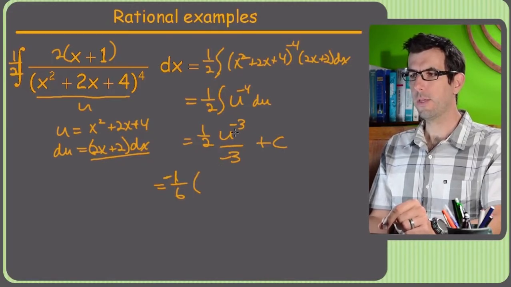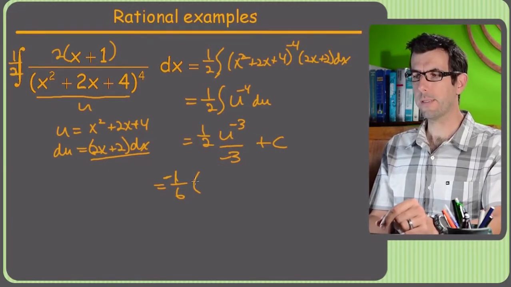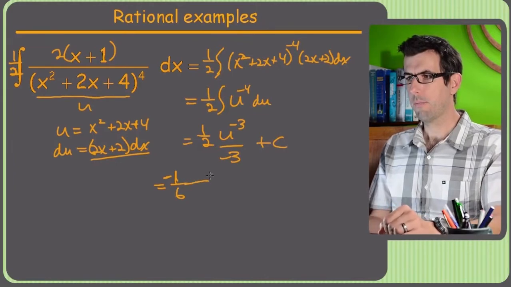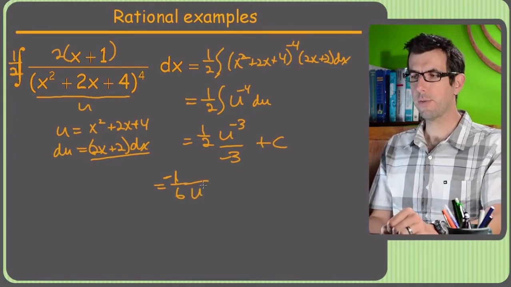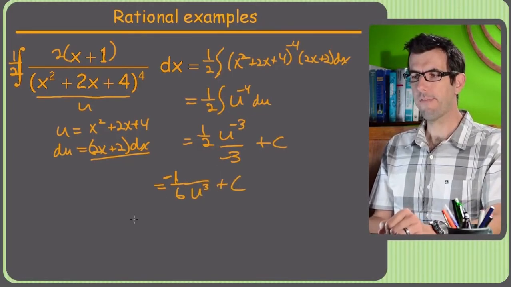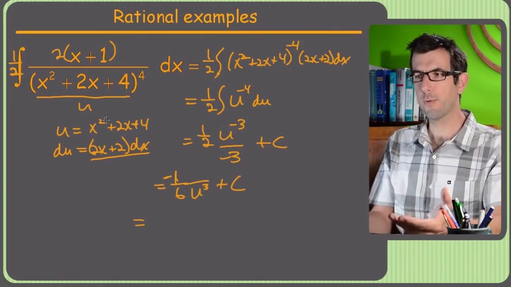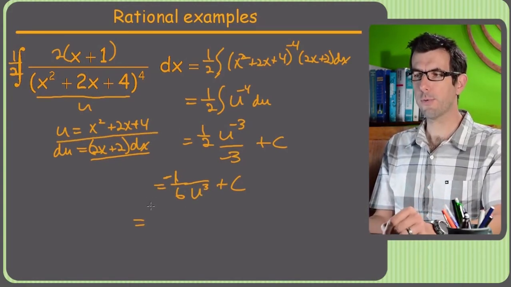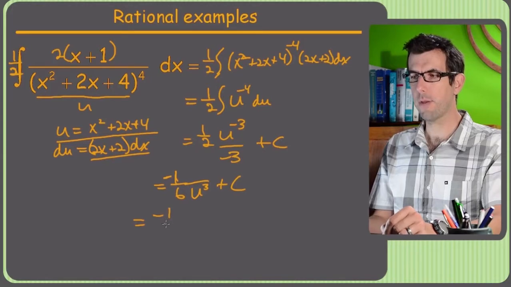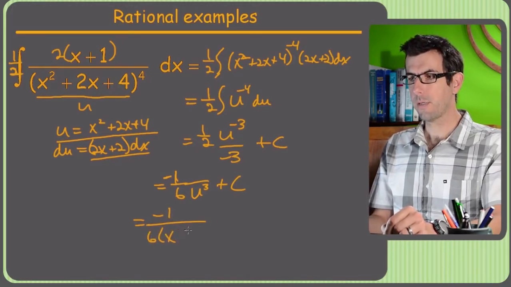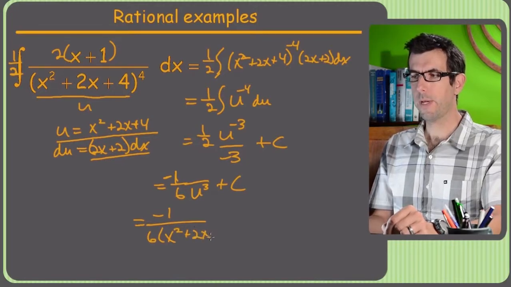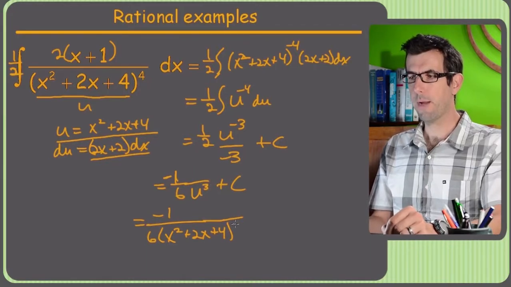And then for u, maybe we'll just take that u to the minus 3 and move it downstairs, u cubed. And then our final step, we'll just replace u with what u equals using this equation here. We'll just substitute back in. So we'll get negative 1 over 6 times (x squared plus 2x plus 4), and all that is to the third power.